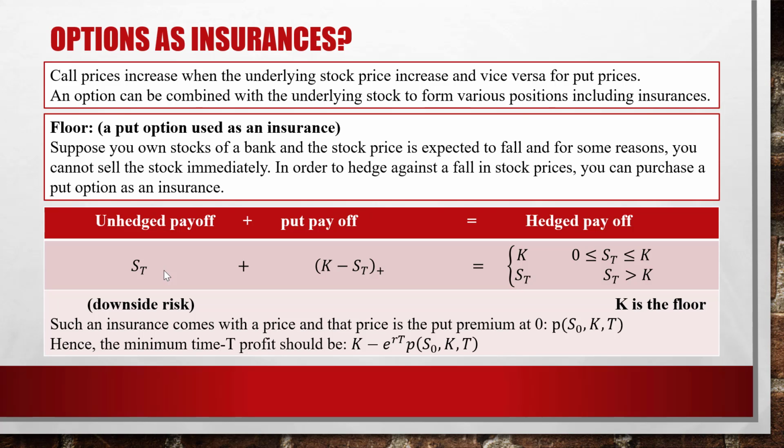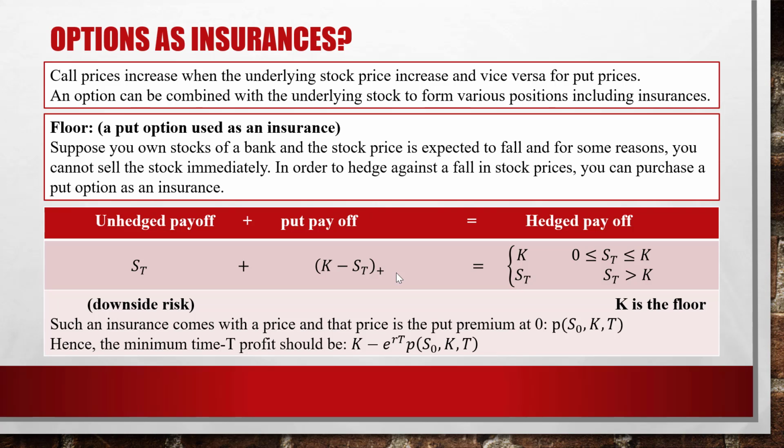The put payoff here is the maximum between K minus S_T and 0 at time T. So the hedged payoff here is either K or S_T, depending on whether S_T is between 0 and K or greater than K. Remember that the function (K minus S_T) with the plus sign outside the parenthesis represents finding the maximum between this value and 0, to get rid of the negative value.